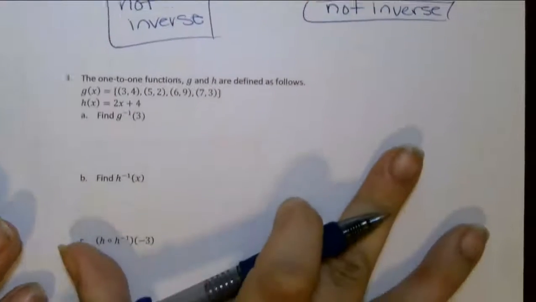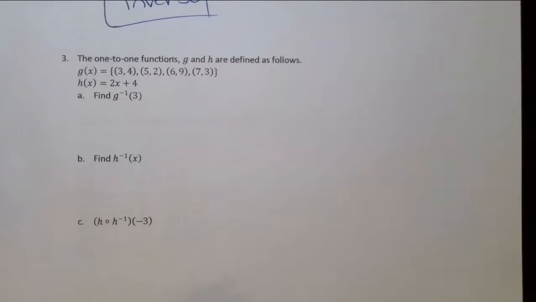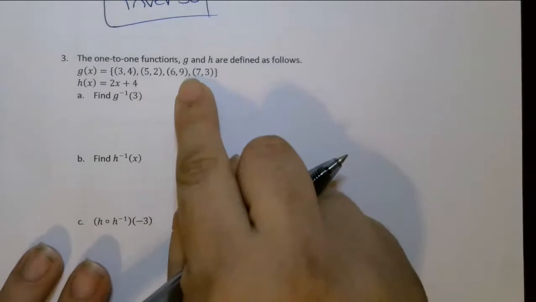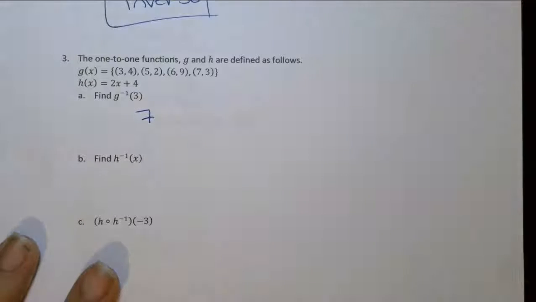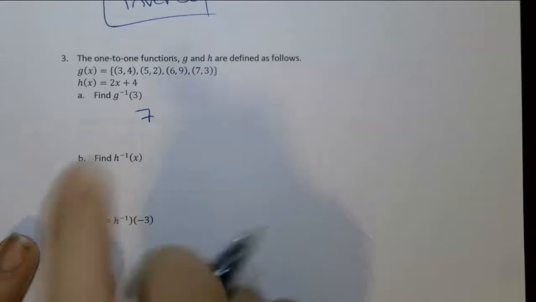Okay. Number 3 gives me 2 functions and wants me to find the different things. A wants me to find the inverse of g of 3. So for this one, I need to find where the y value is 3 and then give the x value. So this is 7.